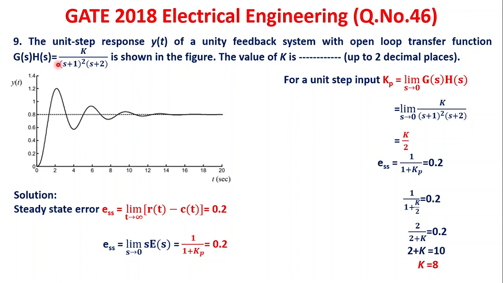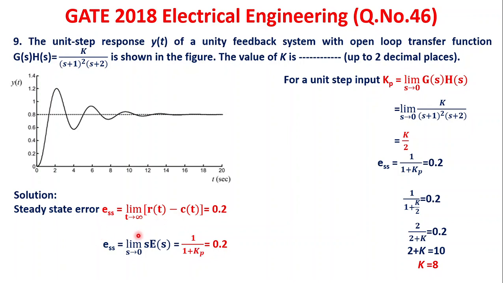See, pole at origin is not there. S term is not there. S plus 1 whole square is there. S term alone is not present. Therefore, steady state error is 0.2. That is what I have written. Symbolically, I have written limit t tends to infinity, input minus output, because this is a steady state error expression. Limit t tends to infinity, e of t.